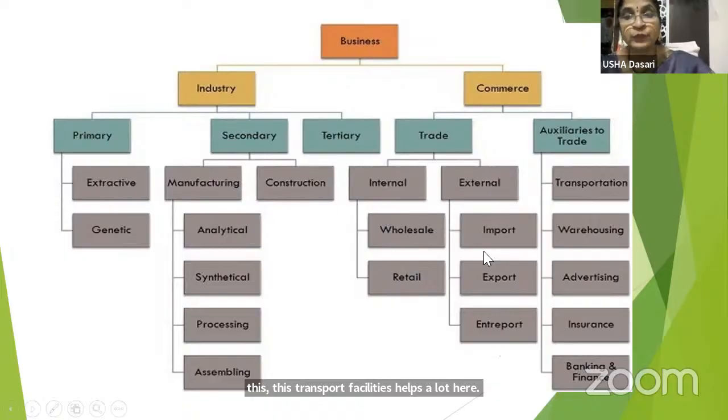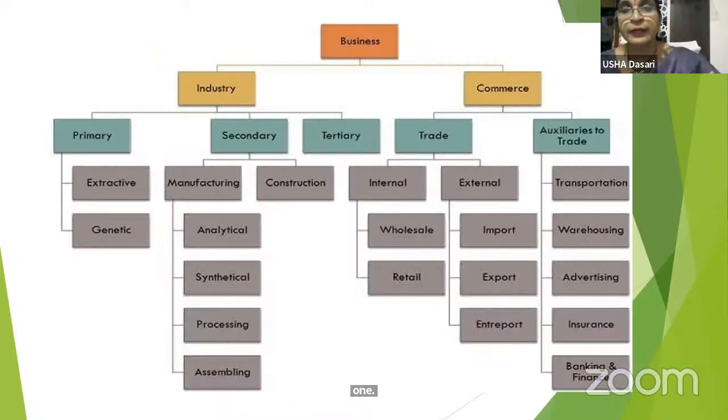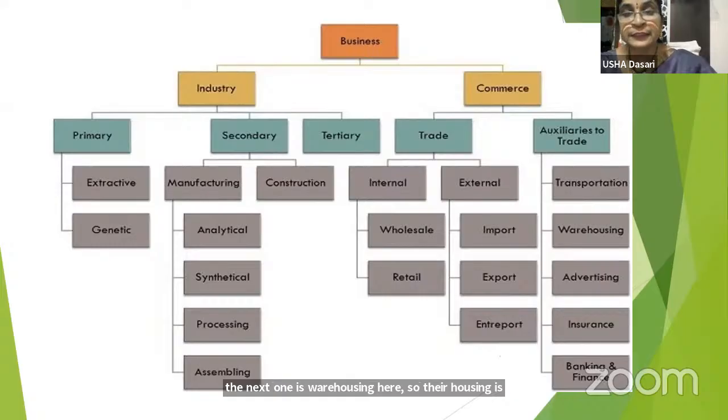After that, what is the next one here? The next one is warehousing. Warehousing is very, very important here. Warehousing means the goods are produced in anticipation of the demand. They may also be produced at a time when they are not needed. So there is a need to store these goods until the time they are required for consumption. So warehousing helps a lot.